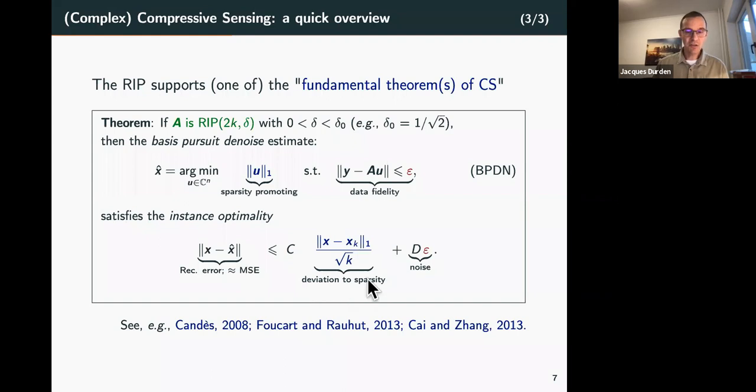One is your deviation to the model, which is exactly 0 if X happens to be exactly K-sparse here. And there are other models for other low complexity domains for X, but this is the one for the set of K-sparse vectors. And another term comes from the amount of noise, which means that if X is exactly K-sparse, this term vanishes. And if there is no noise, this term is also equal to 0, meaning that you can exactly recover X from the output of this program here.